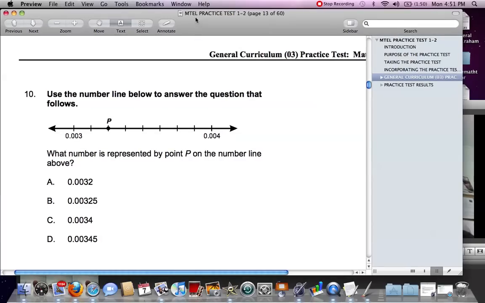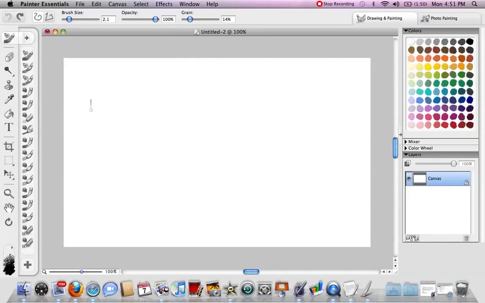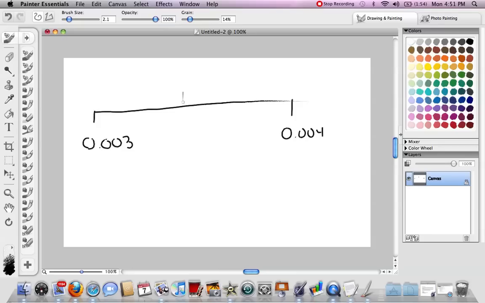Alright, so I'm going to take that information that I have and try and redraw it. Here's my number line. Let me get a little better writing utensil. Here's my 0.003. And right here we have a 0.004. And then we add 8 spaces. So there's my halfway. I have 4 spaces. I'm going to make my 4 8. Okay, and my P was right here.